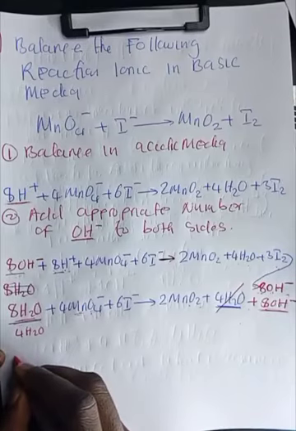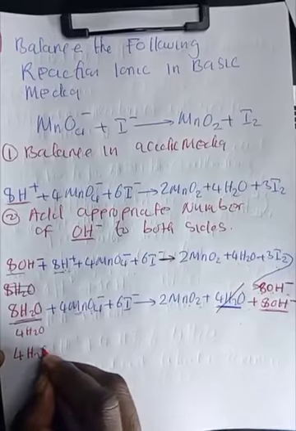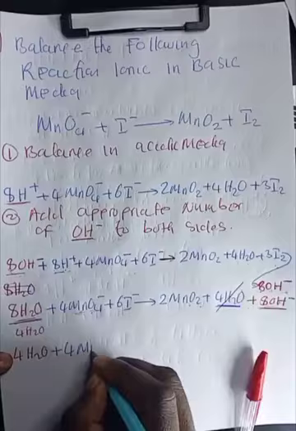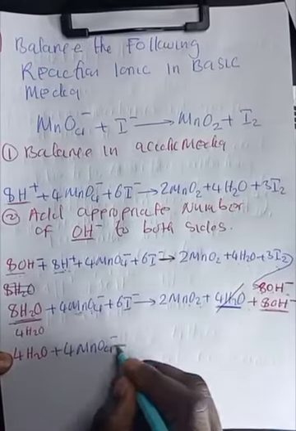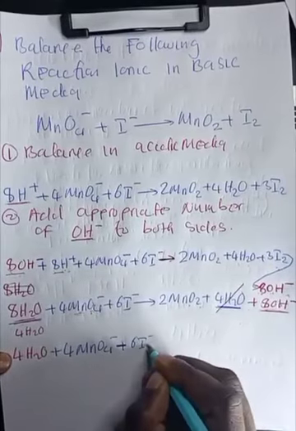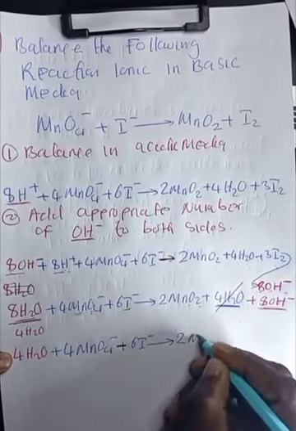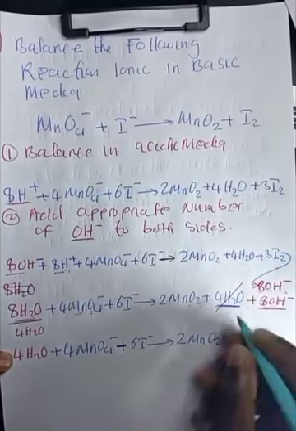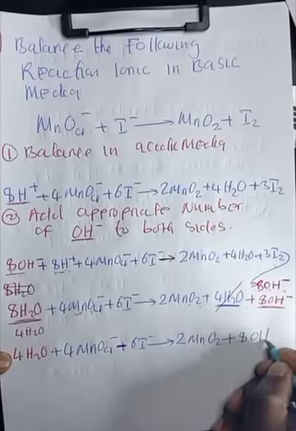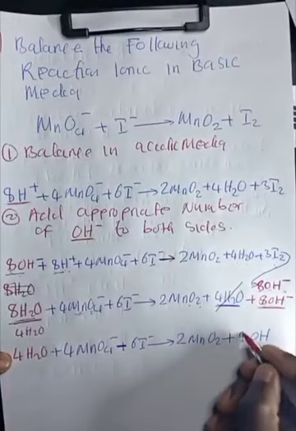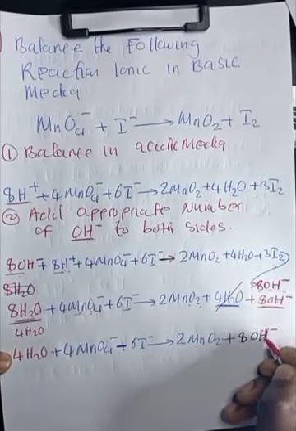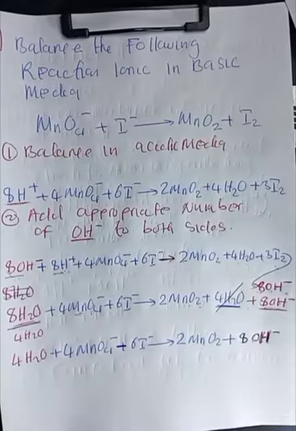The new equation will be 4 H2O plus 4 MnO4 minus, plus 6 I minus, giving 2 MnO2. The water cancelled, remember, so it's no longer there, plus 8 hydroxide ion. Let me write this one here, very important. After this, let's check if everything is balanced.